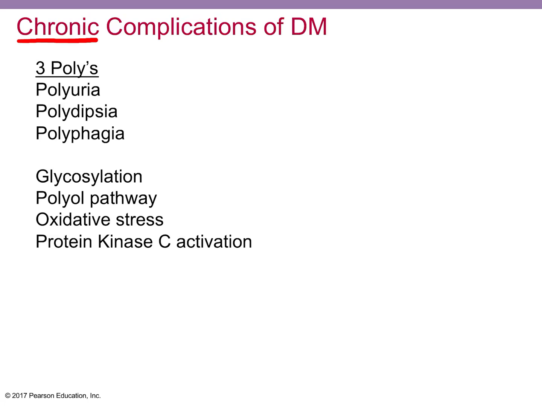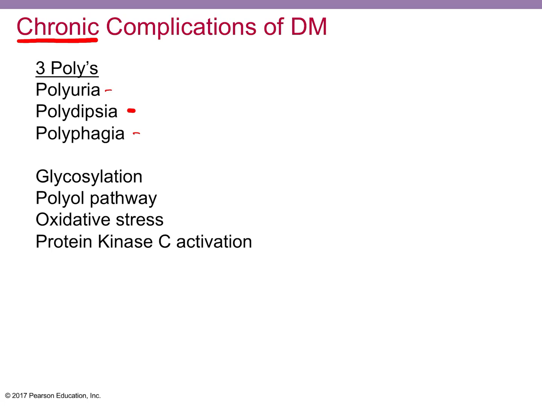So polyuria means having more urine, right? So increased urine production. And this is a direct result of hyperglycemia. And this is that osmotic component to glucose. Polydipsia is going to be increased thirst because, of course, you're losing water through the urine. So you're always going to be thirsty.